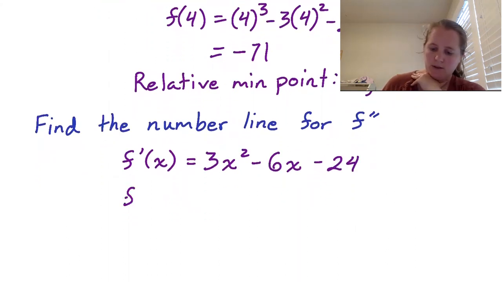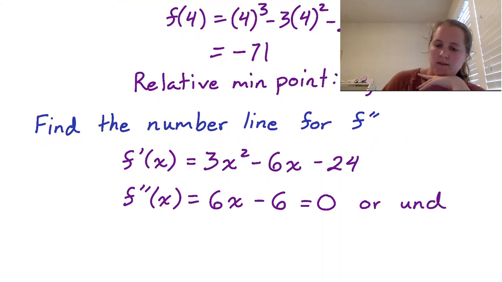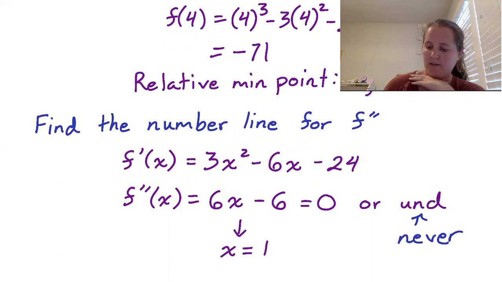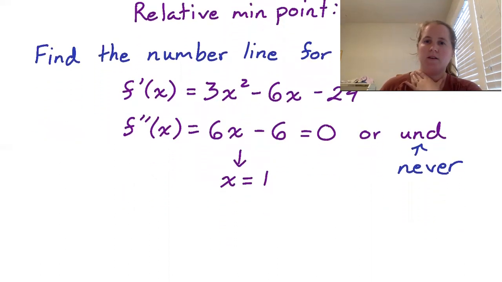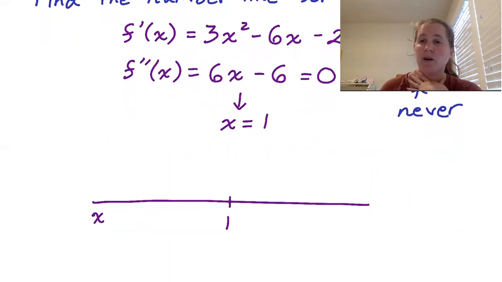So we go for the second derivative, and we are looking at 6x minus 6. We want to figure out where this is equal to 0 or undefined. Again, we're dealing with polynomials. This is never undefined. And this winds up giving us that x is equal to 1. So if we draw our number line, the only point we're concerned about here is that x equals 1.